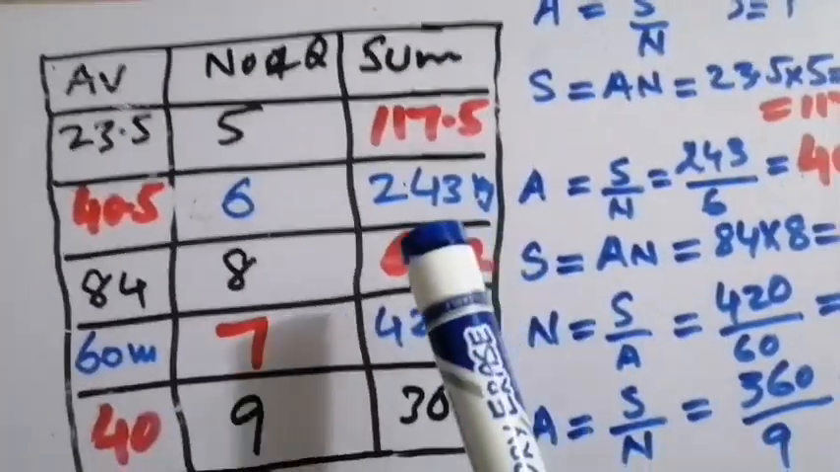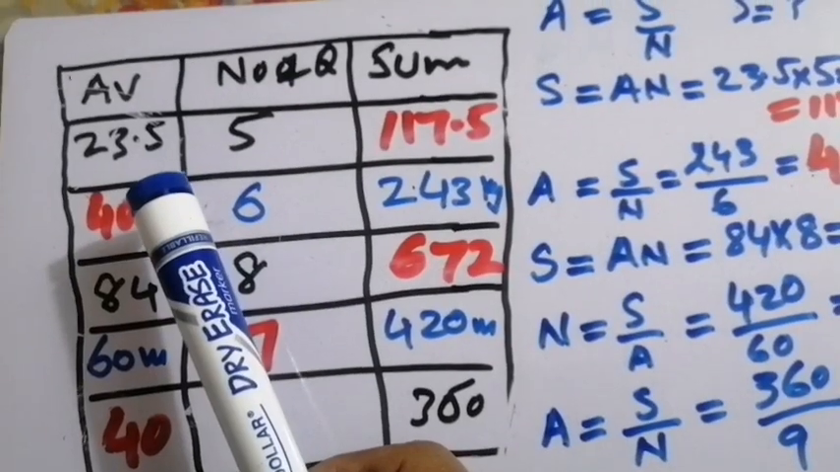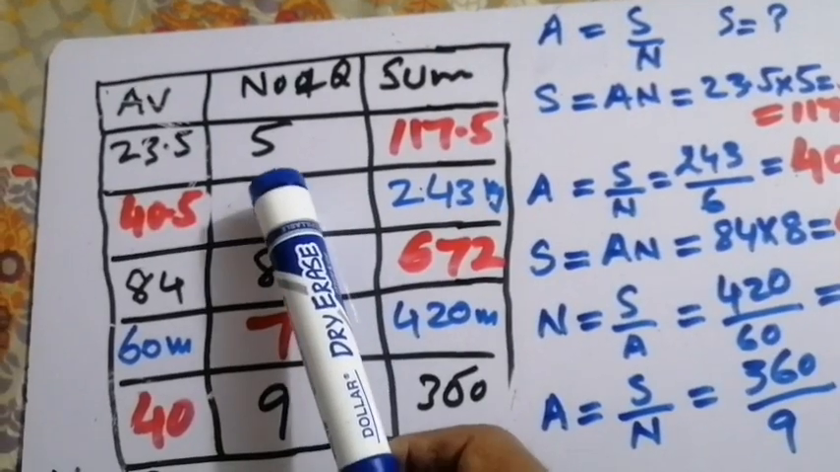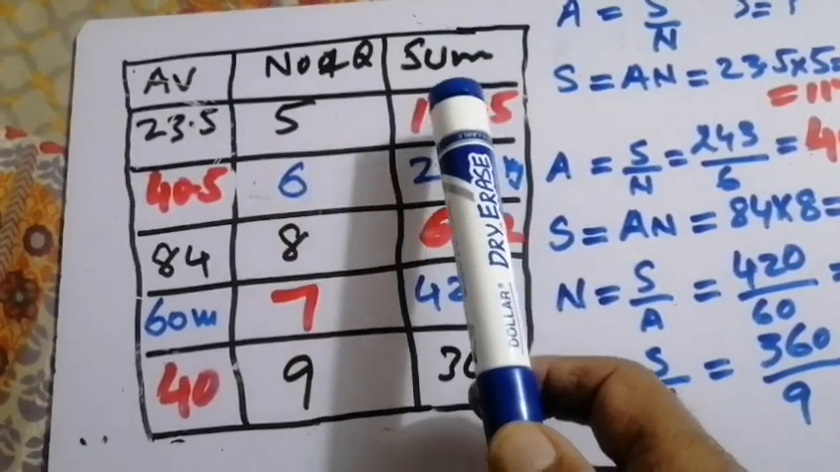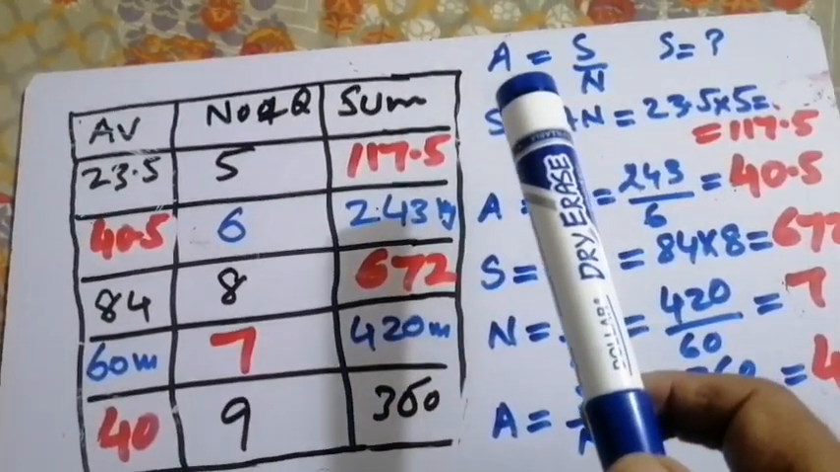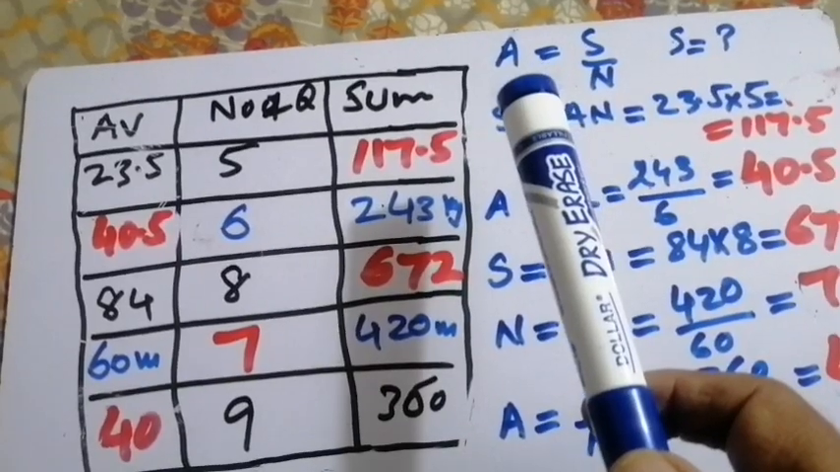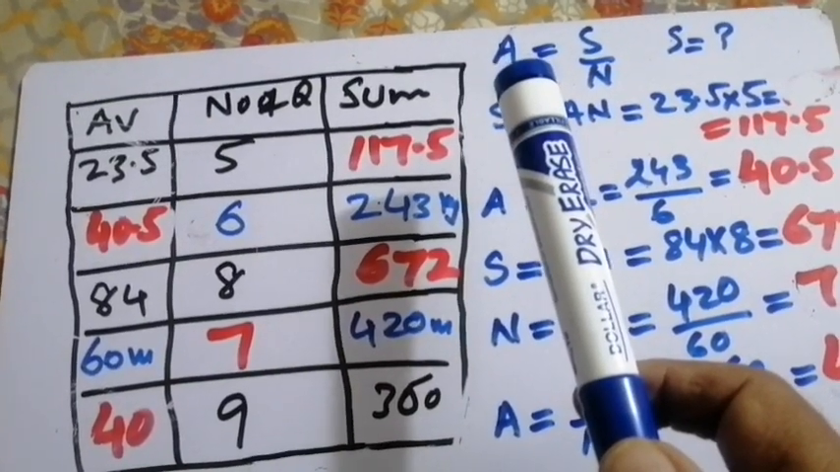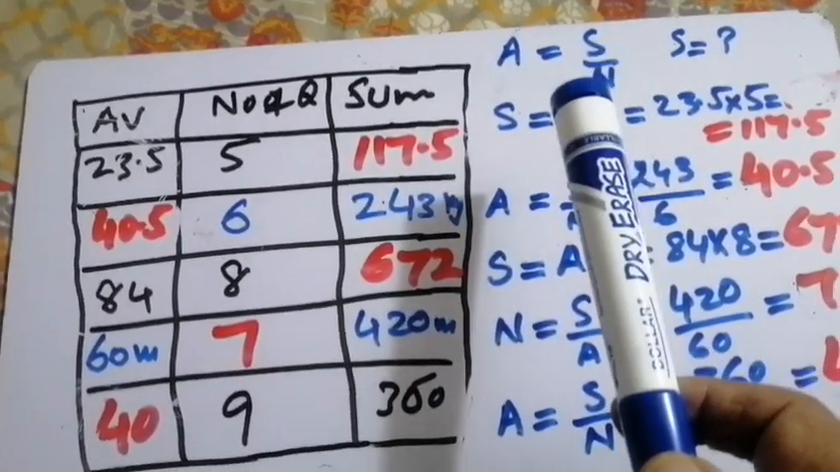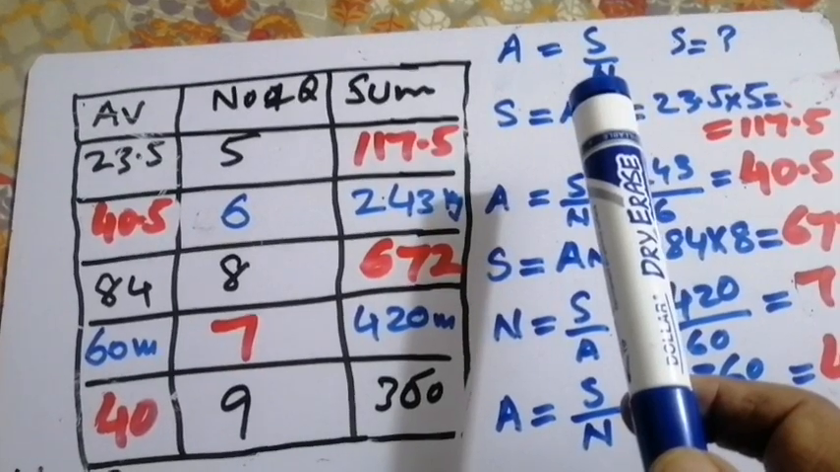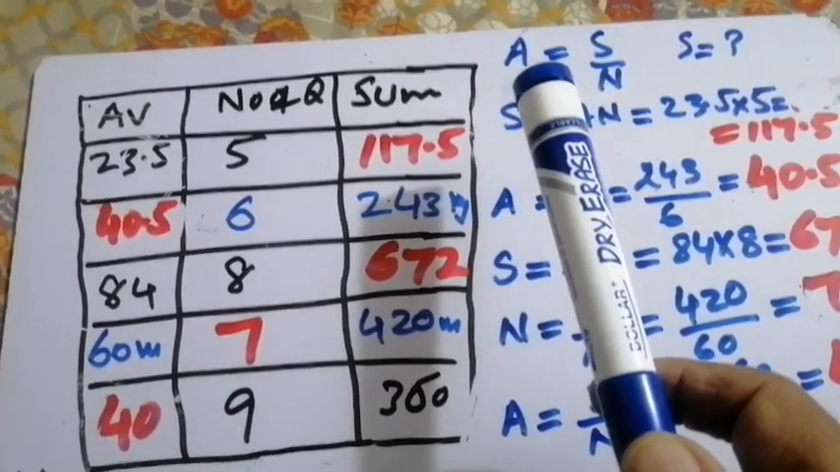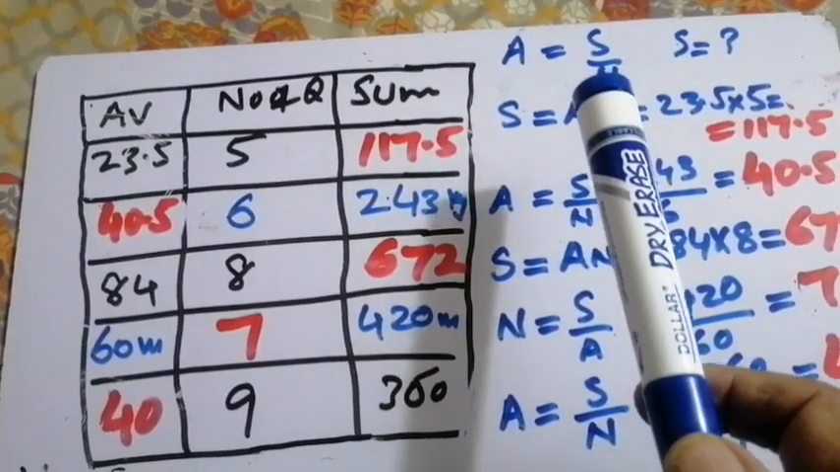If we look here, the average is given as 23.5, the number of quantities is given as 5, and we have to find out the sum. So how are we going to calculate the sum? We write only a single letter for each one. For our ease, A is for average, S is for sum, and N is for number of quantities. Here we have to find out the S. The formula is A is equal to S over N.